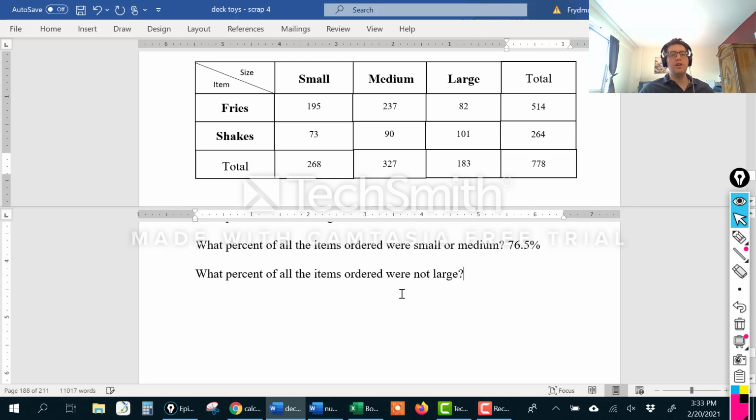Okay, last question here. What percent of all the items ordered were not large? Well, there are a couple ways that we can answer this problem. We could look at all the large items, which is 183, and then divide that by 778.